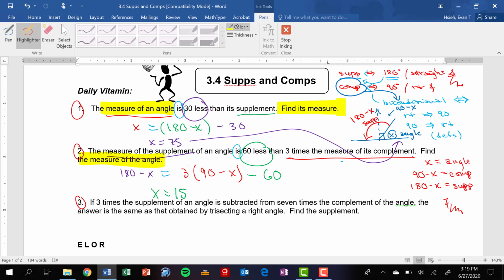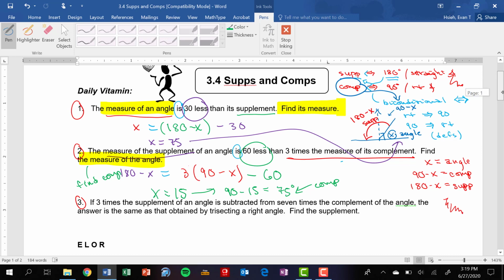But if I had said instead, find the measure of the complement, then what I would have done with the 15, since that's the angle, is taken 90 and subtracted 15, and gotten 75 out of that. That would be the complement, if I had asked for the complement.